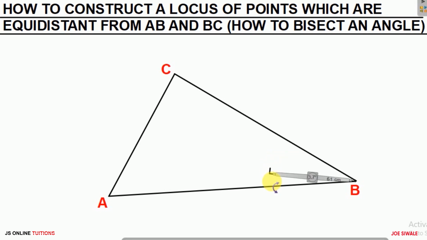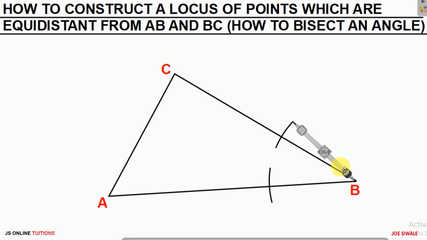So we're going to construct an arc on line AB there. Then we're also going to construct an arc on line BC. You don't have to change this radius. So using the same radius, we're going to construct another arc on line BC.